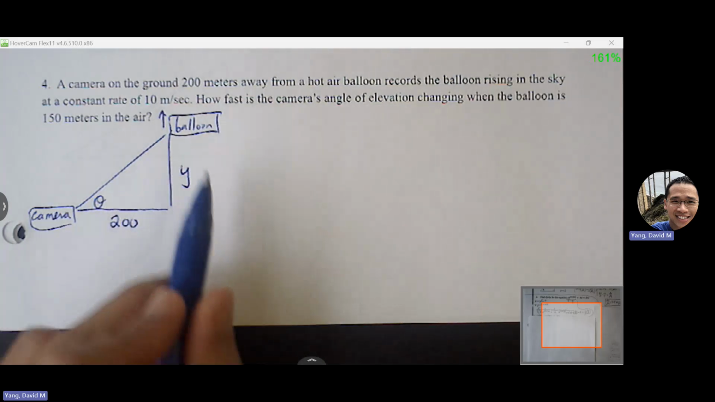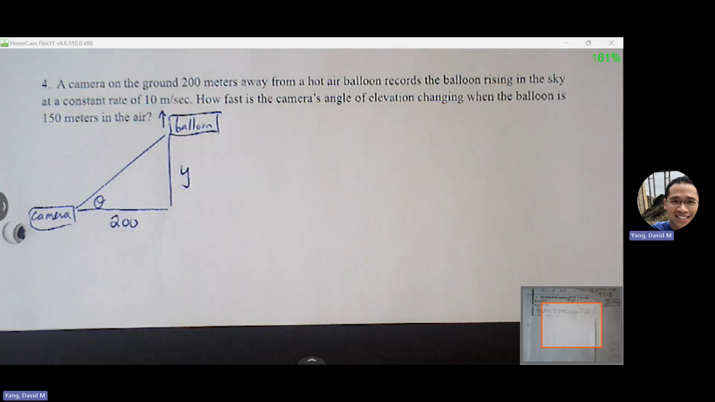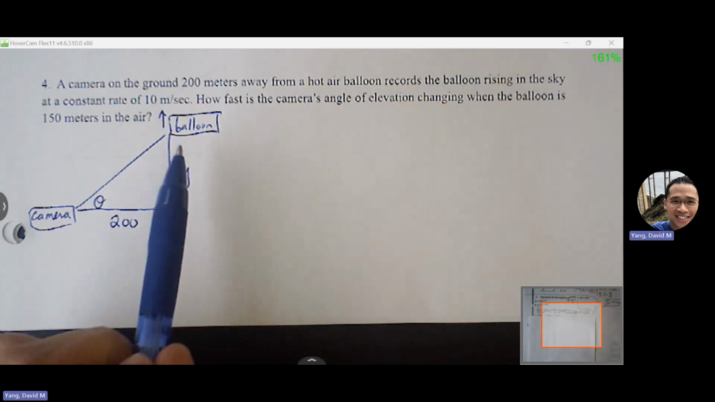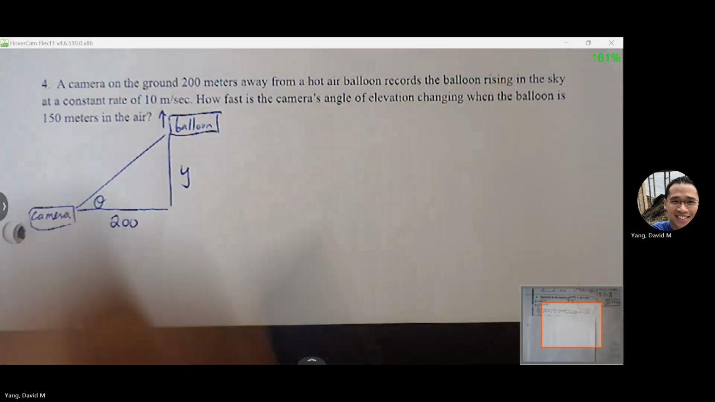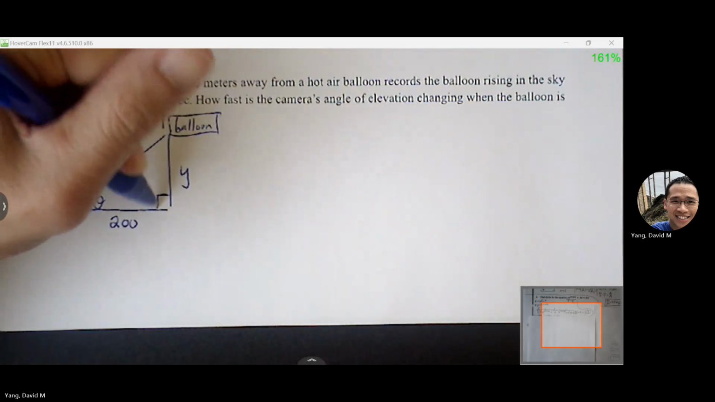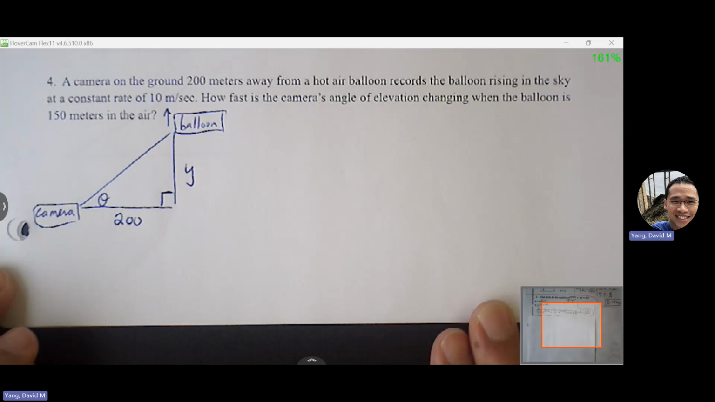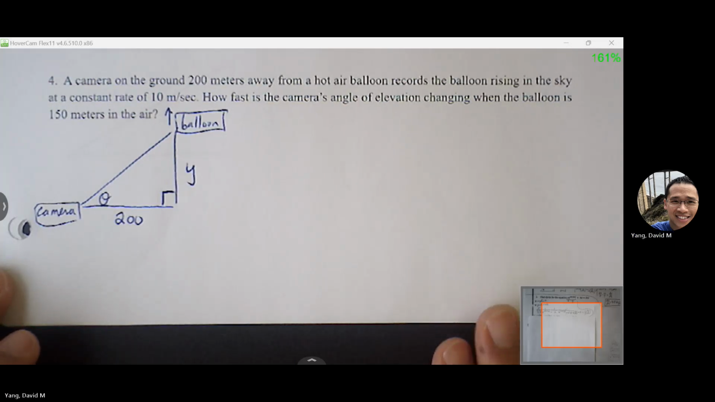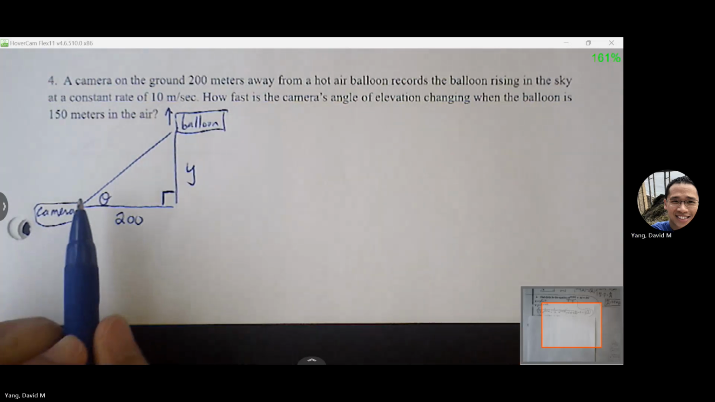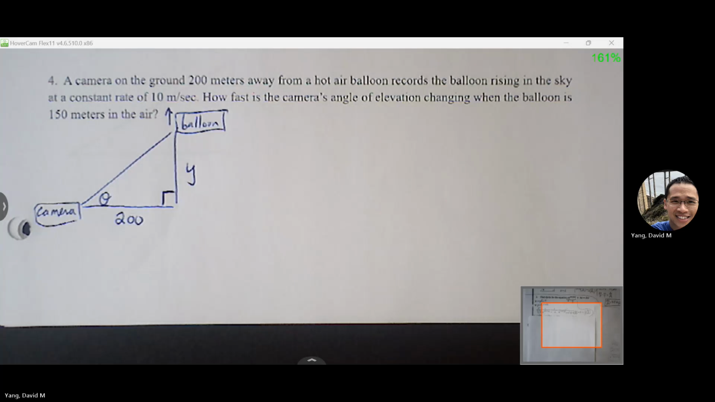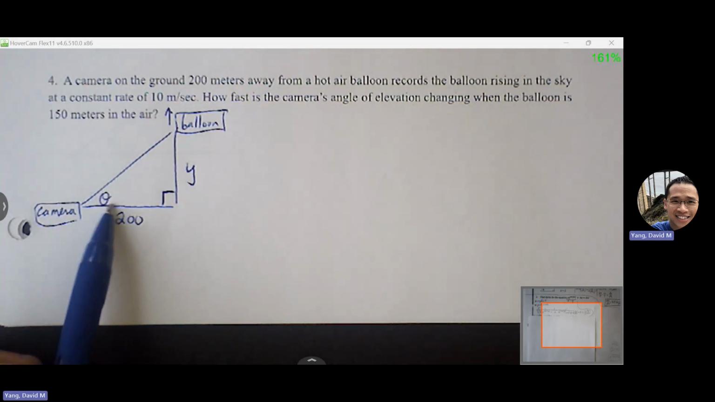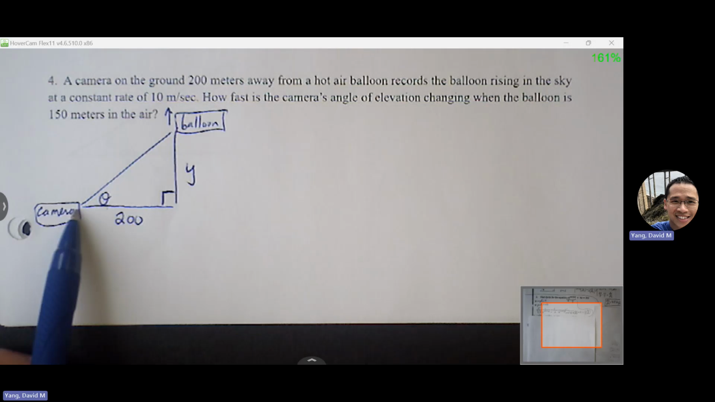So first, we're going to just start off building our trig equation. We're going to involve the horizontal and vertical. So which trig equation would be the best fit? Tangent, yeah. We don't have to put a variable here because this is a constant.